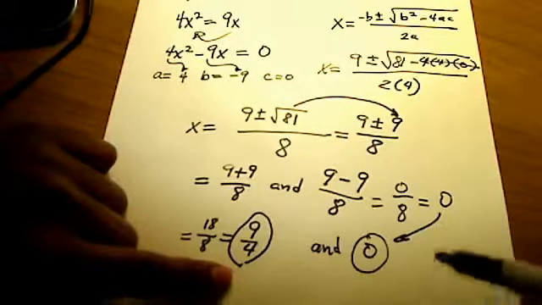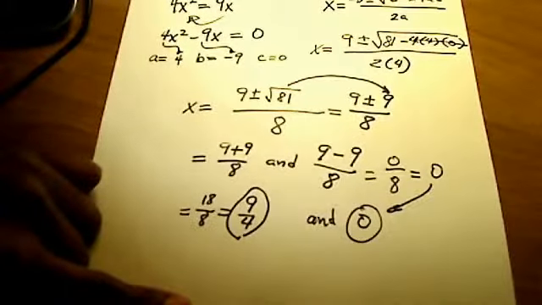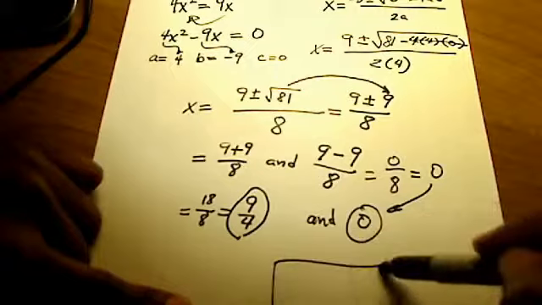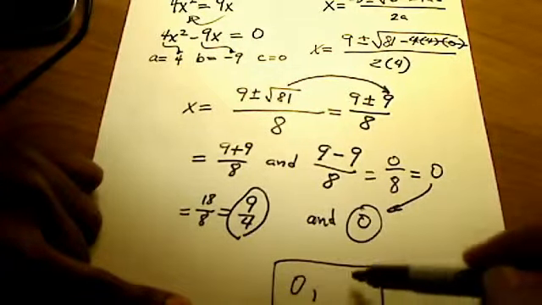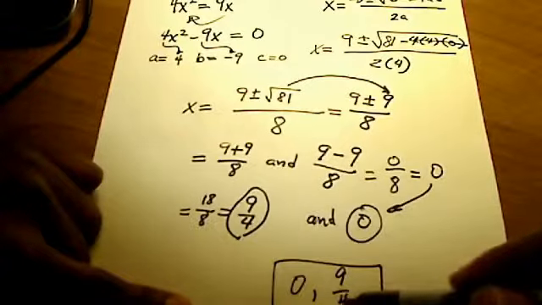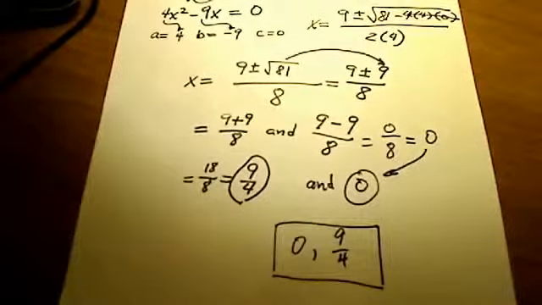And that's exactly, if you're using MyMathLab, what you're going to type in on MyMathLab. It doesn't matter which number you type in first. So in the box in MyMathLab, you can type in 0, 9/4. And there is your final answer for MyMathLab. You type the 9/4 first if you want. Hope that helps.